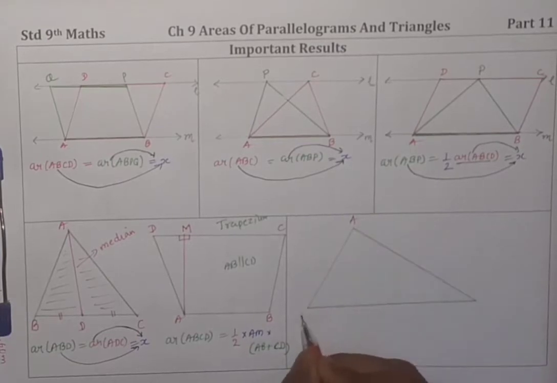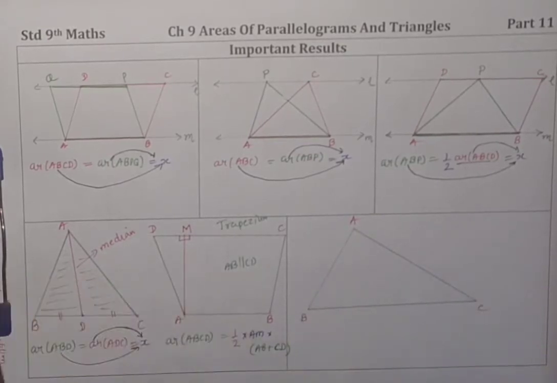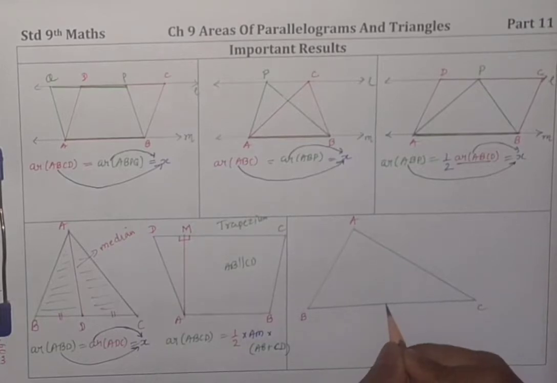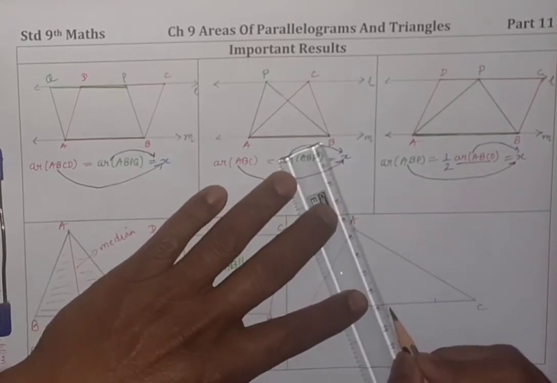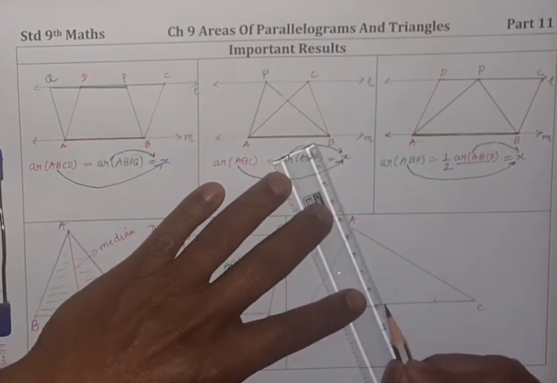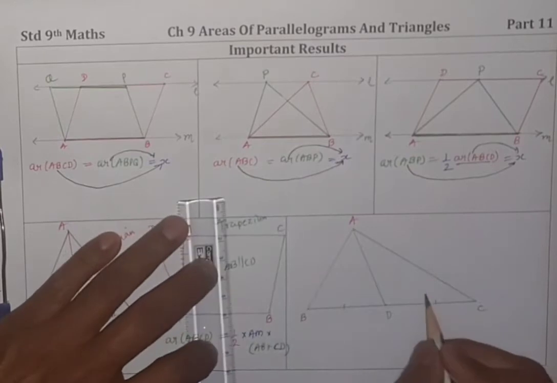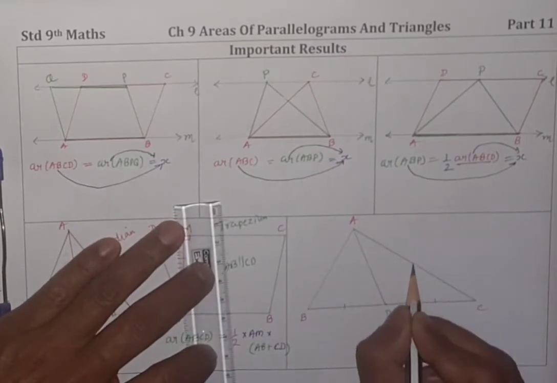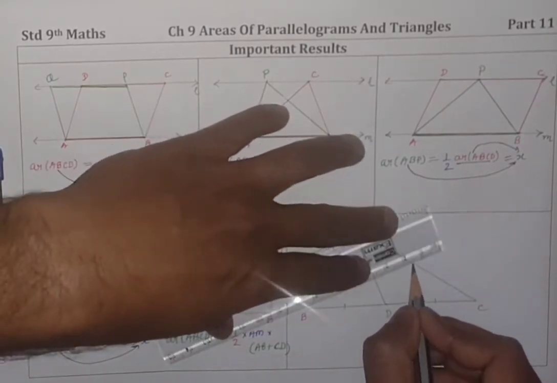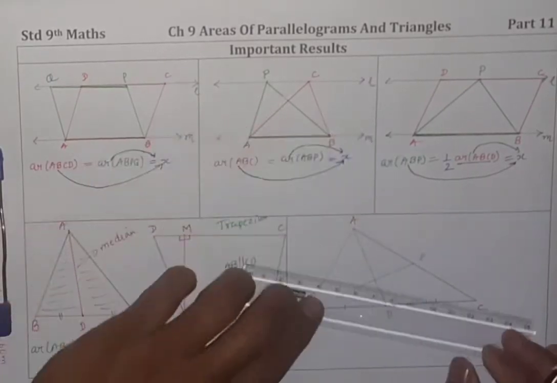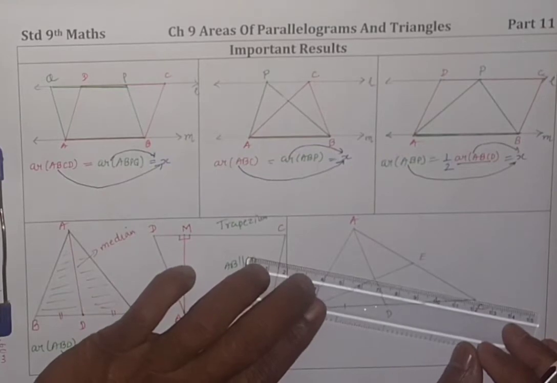This is triangle ABC. I'm going to draw the three medians. Let me take D, the midpoint of BC, and this is a median. E is the midpoint of AC, so BE is the other median. And the third median is CF.